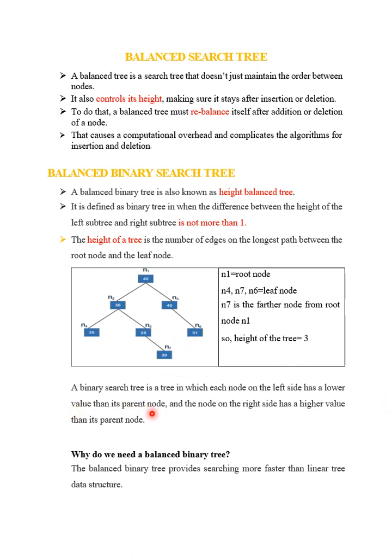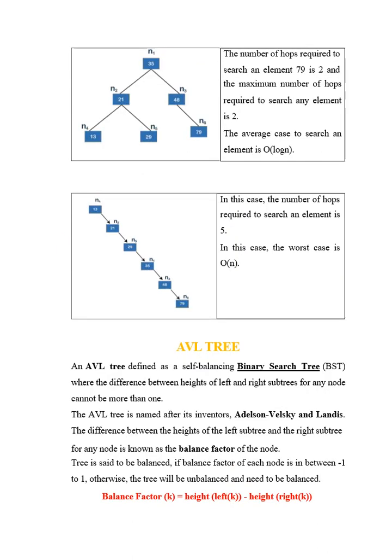A binary search tree is a tree in which each node on the left side has a lower value than its parent node and each node on the right side has a higher value compared with its parent node. So this is the main condition to satisfy the binary search tree. Why we need a balanced binary tree is that it provides faster searching than the linear tree data structure. So for searching any element, a balanced binary search tree is very useful.